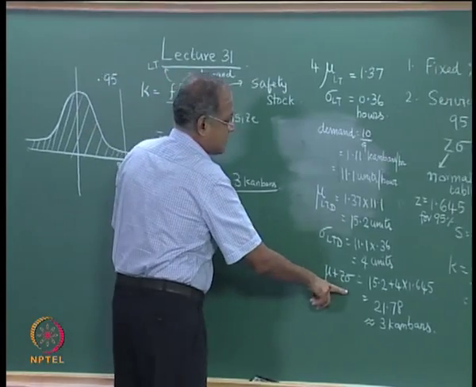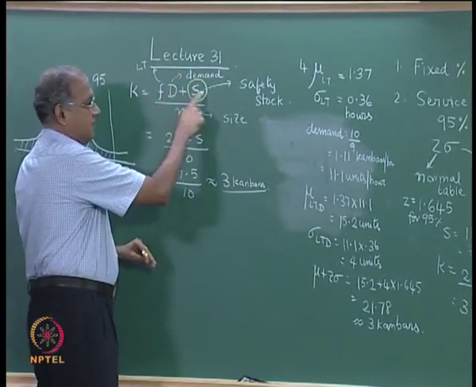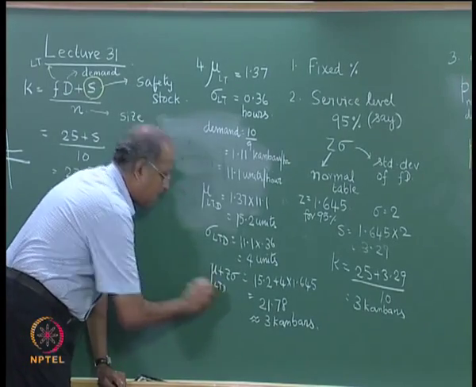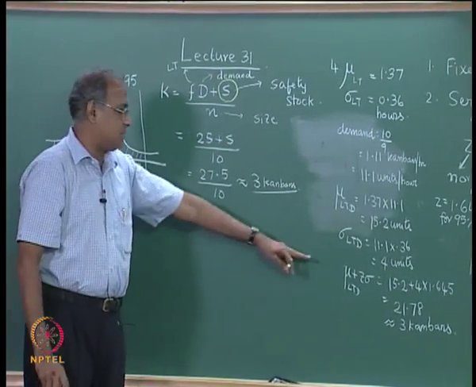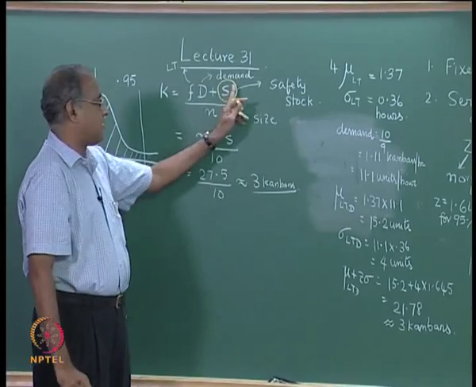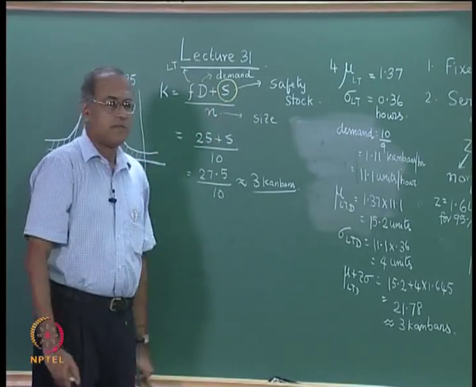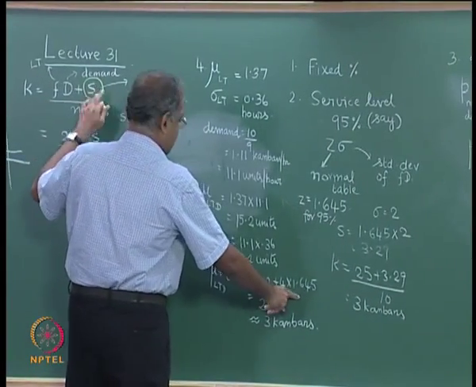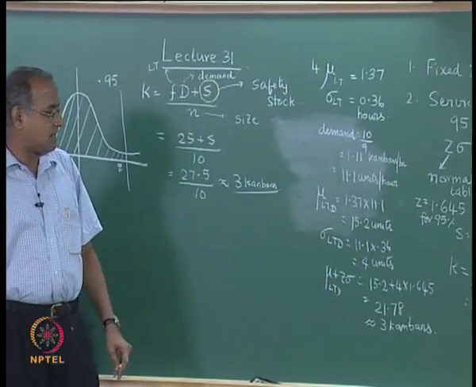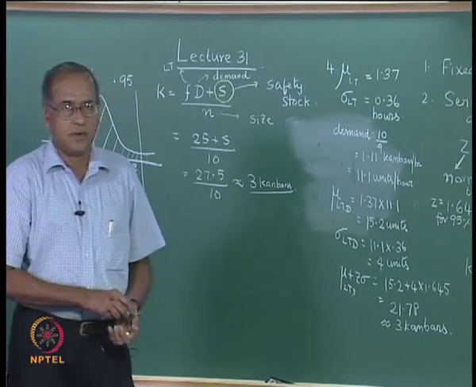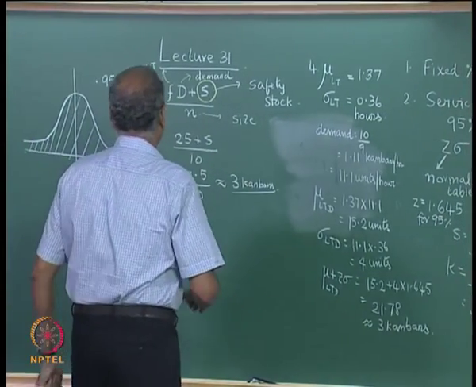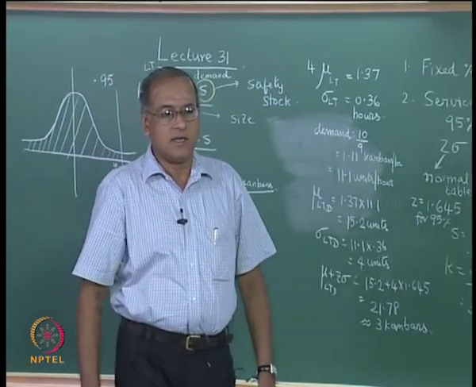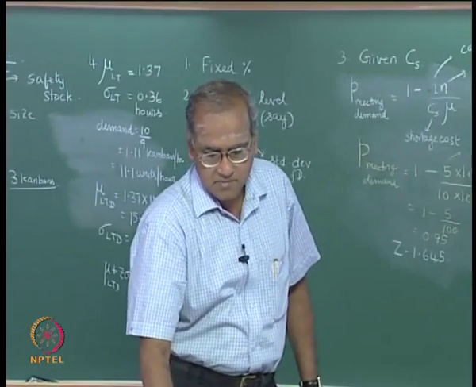Now mu plus Z sigma will directly replace Fd plus S. This mu is mu LTD, the lead time demand. So mu will be the Fd, this is the S, and n is 10. So we get 3 Kanbans in this computation. This is how we can compute the safety stock that is to be incorporated in the Kanban calculations.